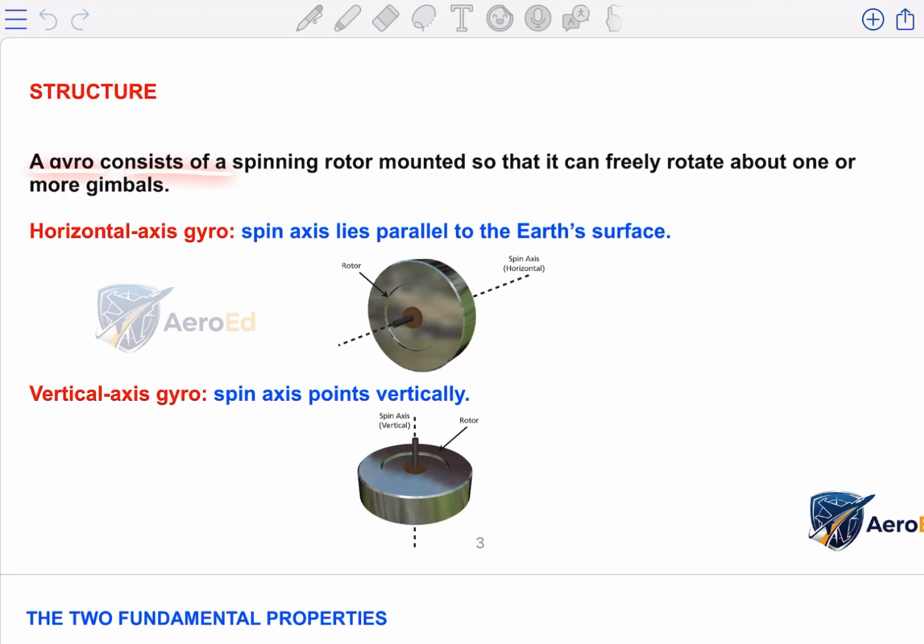A gyro consists of a spinning rotor mounted so that it can freely rotate about one or more gimbals. Let me explain. You can see this is the rotor which spins, and it is mounted in two ways. There are two types: horizontal axis gyro and vertical axis gyro. As you can see here, the spin axis is horizontal, so the spin axis lies parallel to the earth's surface. Next is the vertical axis gyro. The spin axis is vertical and the rotor is spinning like this, so the spin axis points vertically.